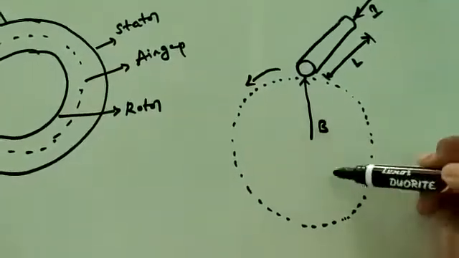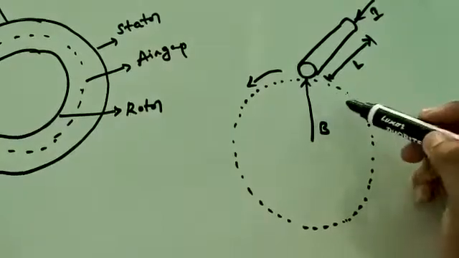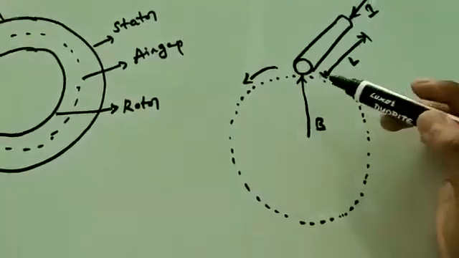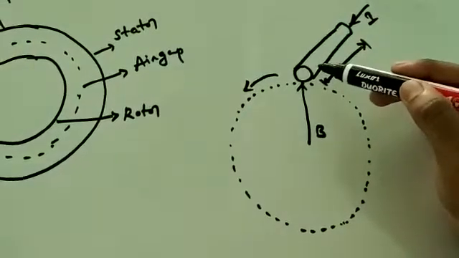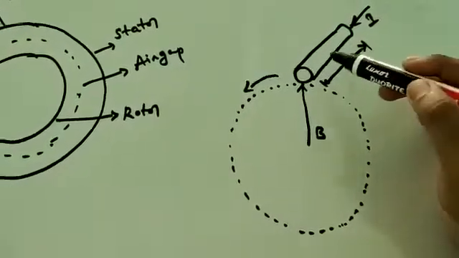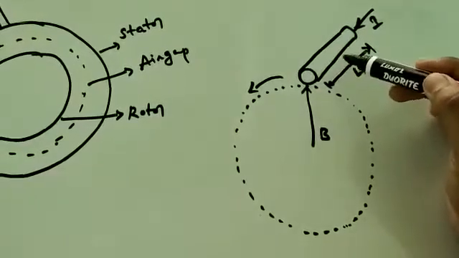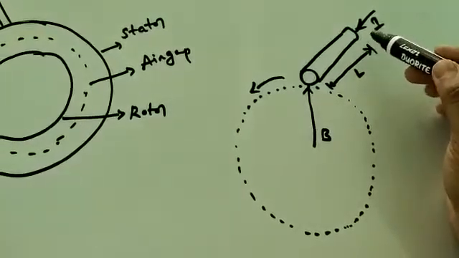So this is the diagrammatical, simple representation. This is the B, in the sense magnetic field, and it is moving in this fashion. Now this is the rotor conductor, having a length L. Whenever the magnetic field interacts with the stationary conductor, what is going to happen? A current is going to be induced.